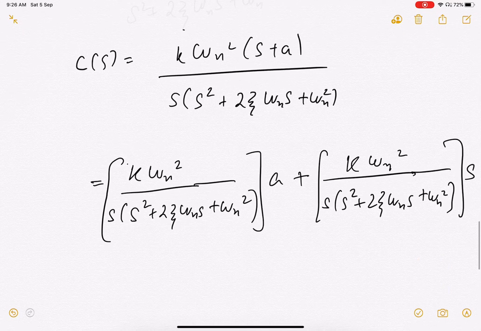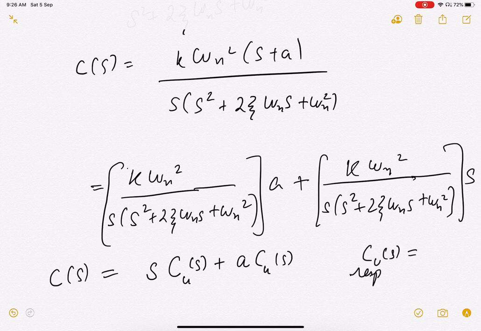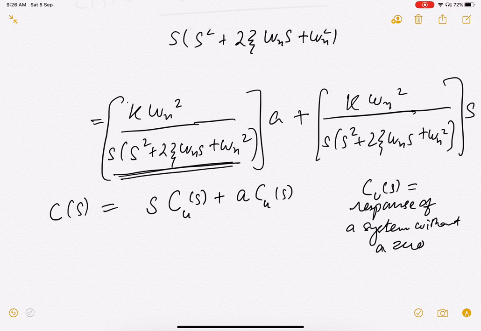So you can see that this overall response C(s) is (s times C_u(s)) plus (A times C_u(s)), where C_u(s) is the response of a system without a zero. These things in brackets are the response of the system without a zero, and what you have is A times that response plus s times that response.